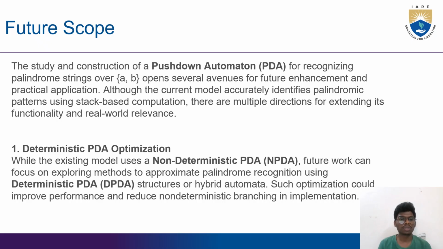Deterministic PDA optimization. While the existing model uses a non-deterministic PDA, future work can focus on exploring methods to approximate palindrome recognition using deterministic PDA structures or hybrid automata. Such optimization could improve performance and reduce non-deterministic branching in implementation.